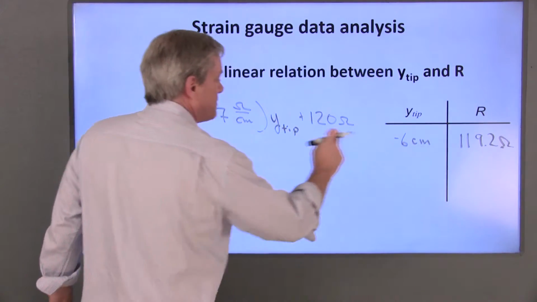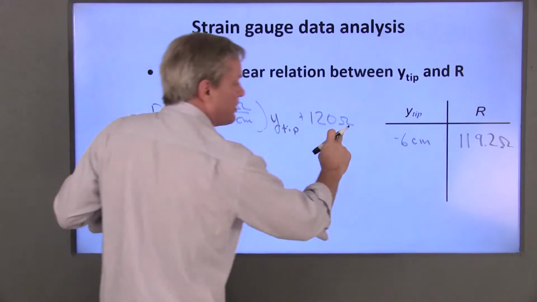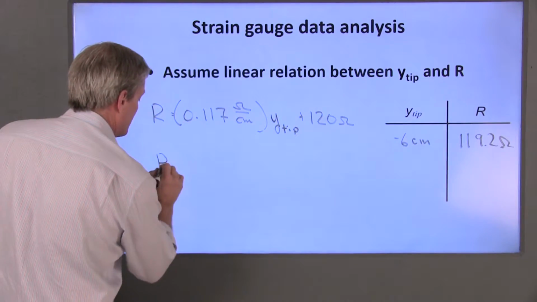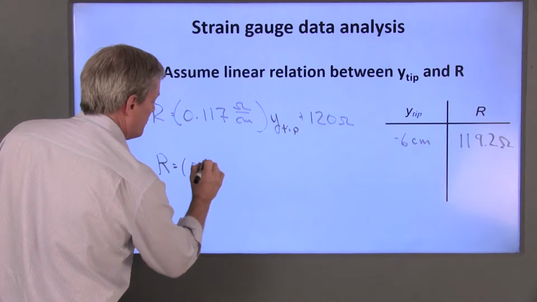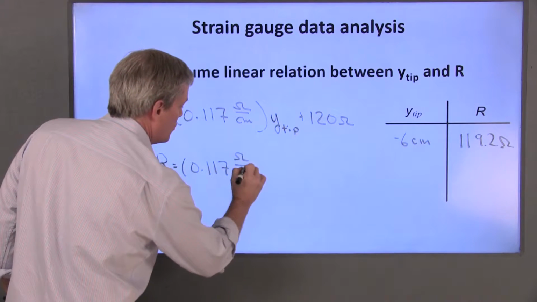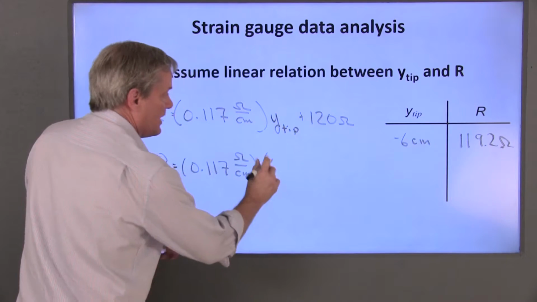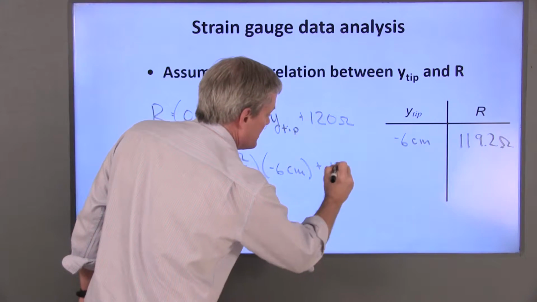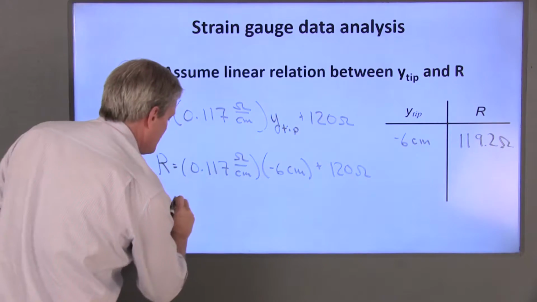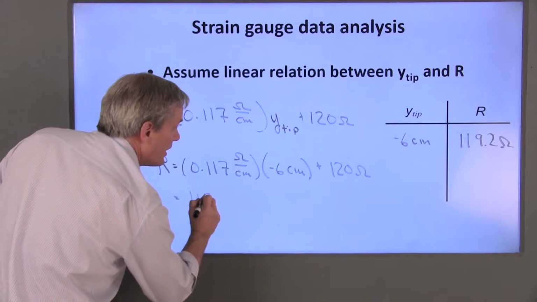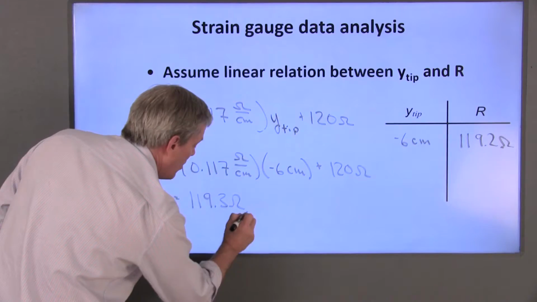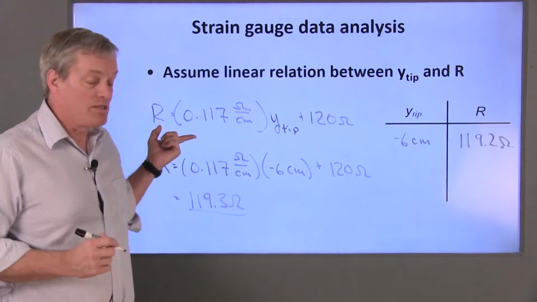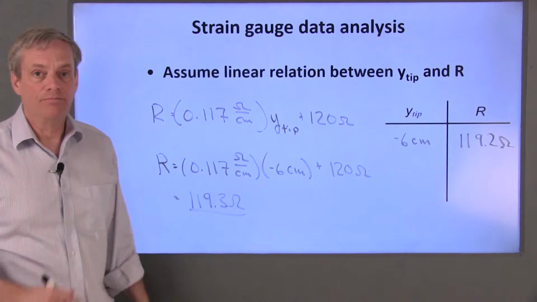Let's plug this displacement into here and see how close our estimate agrees with our measured data. So from our estimate, R is equal to 0.117 ohms per centimeter times the tip displacement, which is -6 centimeters, plus 120 ohms. This turns out to be about 119.3 ohms, which is pretty close to our measured value. So this system looks like it's actually fairly linear.